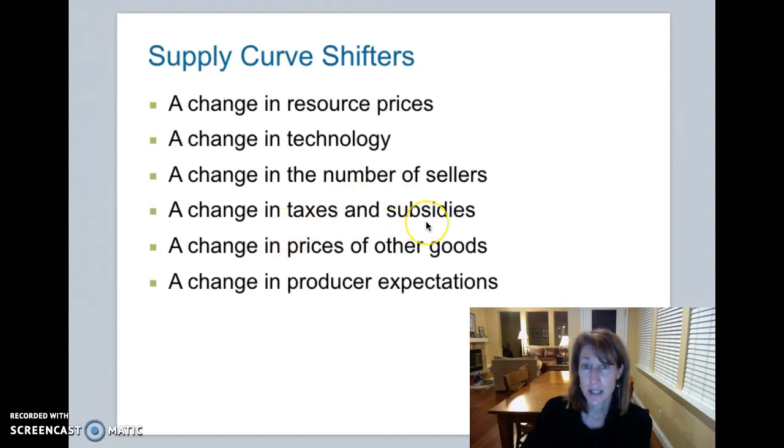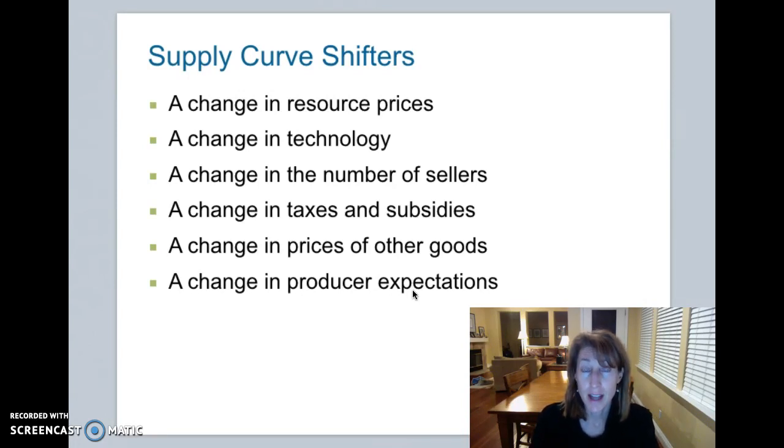Change in taxes and subsidies. Now, these are the policies that we're going to study in our next unit, so we can press pause on these and I'll explain them more later, but in general, anything that increases profitability is going to increase supply. Change in price of other goods, things that you could use in the production process. Maybe rather than using milk to make a latte, they decide they're going to use soy milk and that makes it more profitable. And then a change in producer expectations. If they think they're going to get a higher price for their good later, they would want to sell less now, more later.